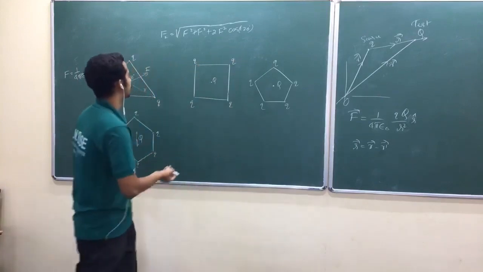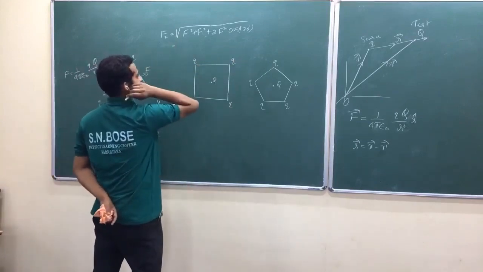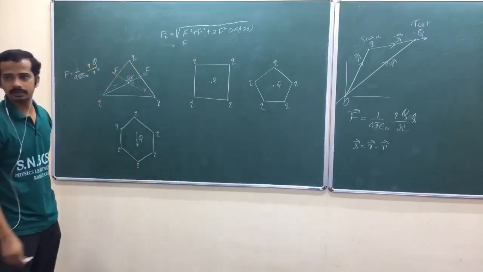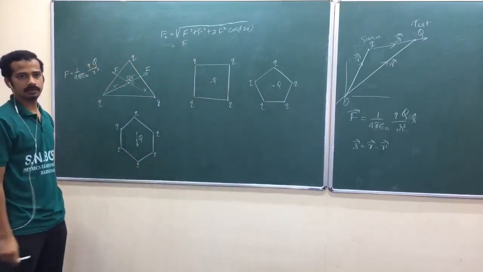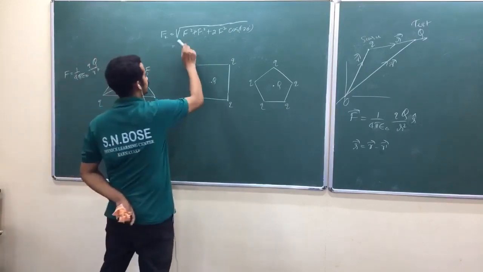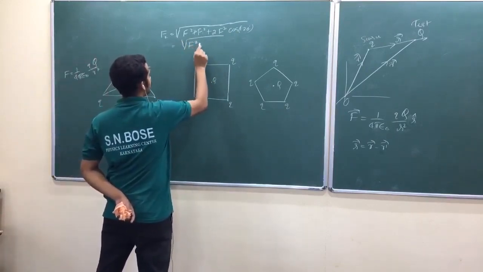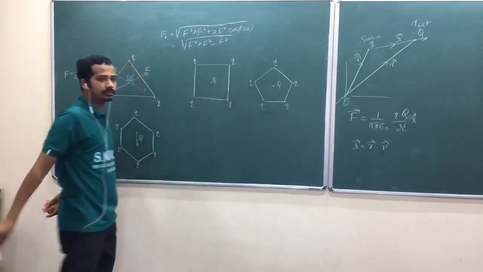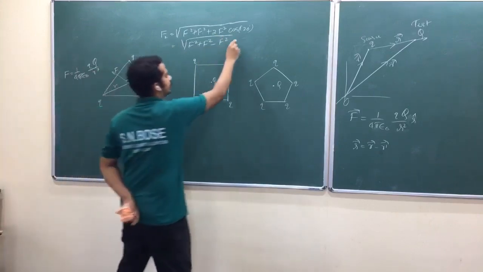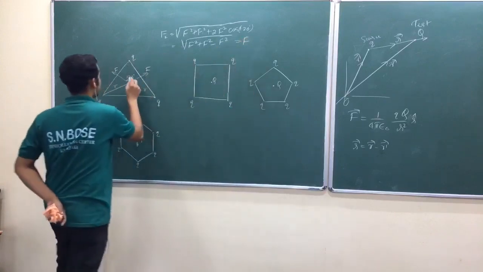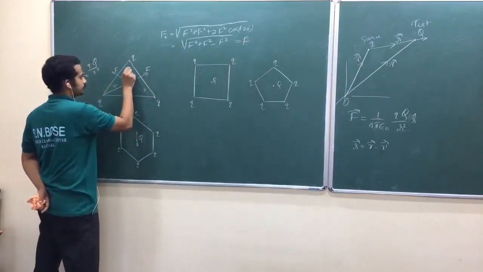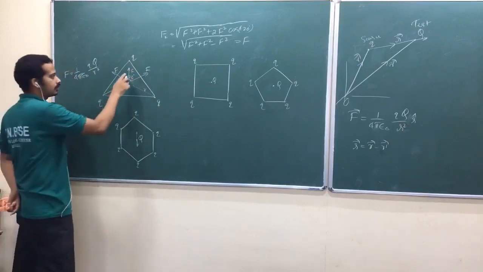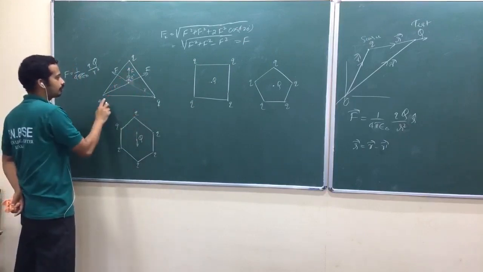Okay? Law of cosine. Now what is this one? Cos 120 is minus 1 by 2. Am I right? So minus 1 by 2. So that is root of f square plus f square minus f square. 1 minus 1 by 2. Okay? That's equal to f. This resultant is f again. Okay? What is this one? This is the resultant of force due to these two.